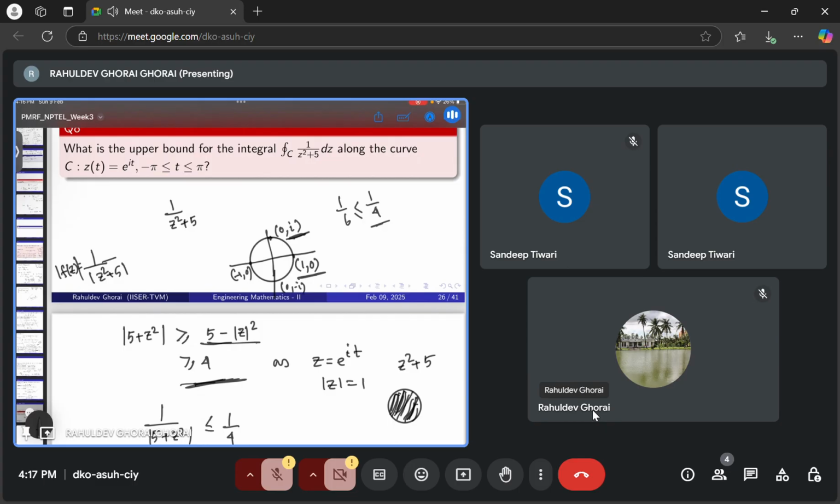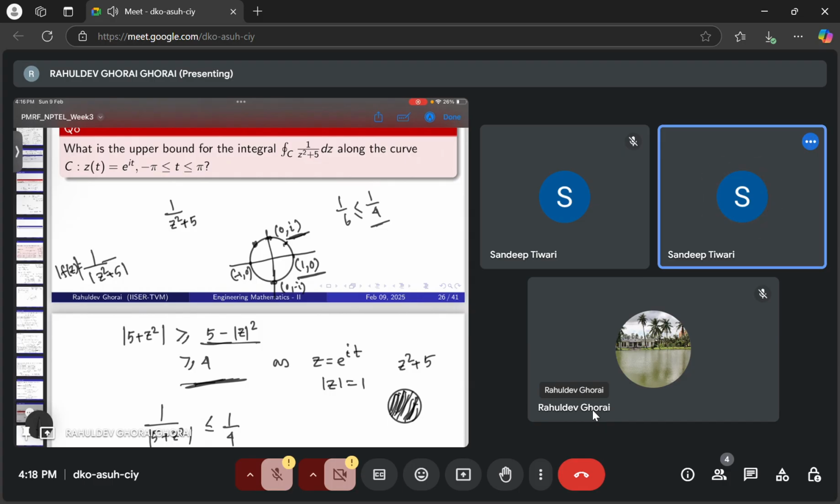So in these two points, or some other point might be there. But why is the maximum at 0, i? I mean, why not some other point where it can be the maximum also, right? Why 0, i? Why do you think that at 0, i only it will be the maximum? You understand my question? Yes, sir. Yes.